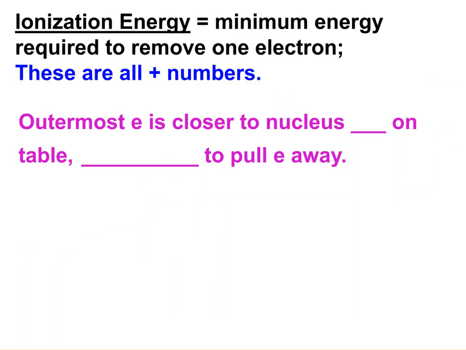Another trend is ionization energy. Ionization energy is how much energy it takes to remove 1 electron from an atom. And we're talking about an electron in the outermost valence shell. And it is harder as you move up on the periodic table, because the electrons are closer to the nucleus. And so the electrons are harder to pull away, which means they have a higher ionization energy.